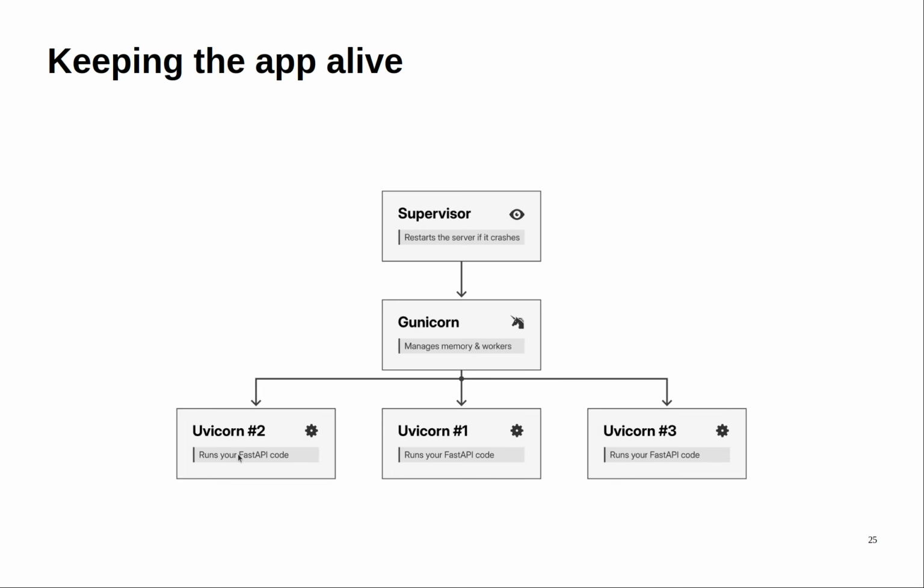At the bottom, we have our workers. The worker is Uvicorn. The worker is going to run your FastAPI code. So if someone visits the website and wants to get blogs, the worker will get that request.